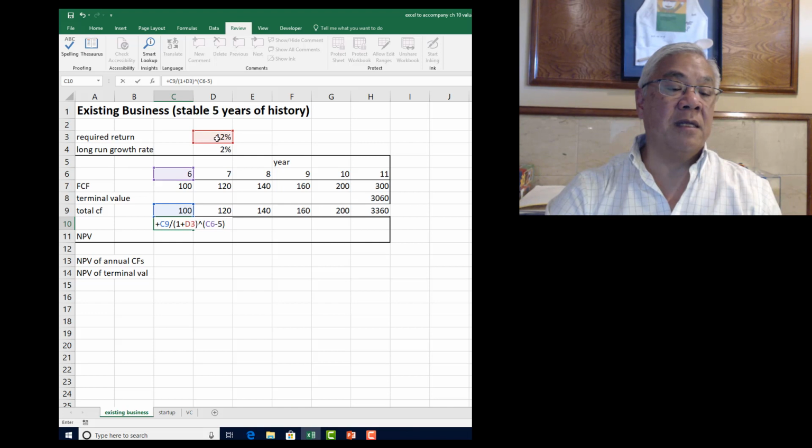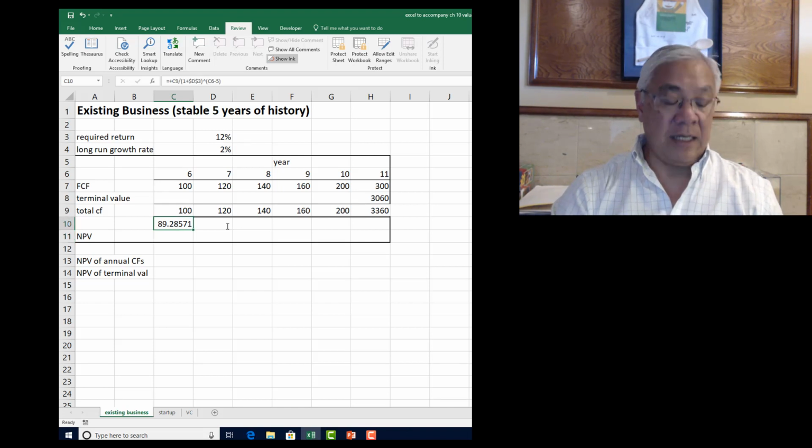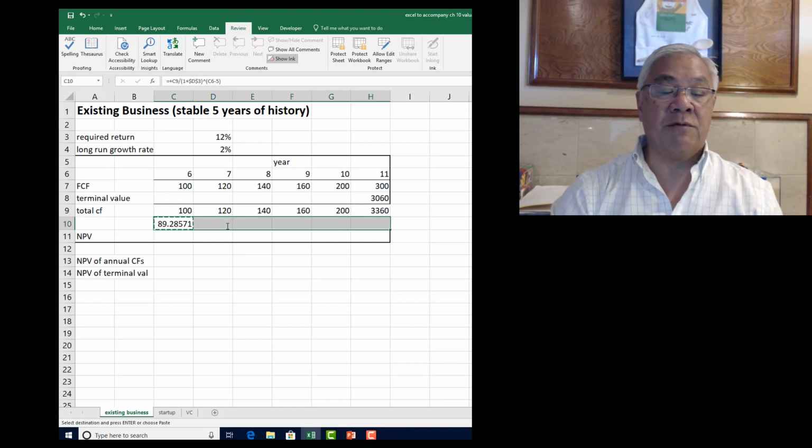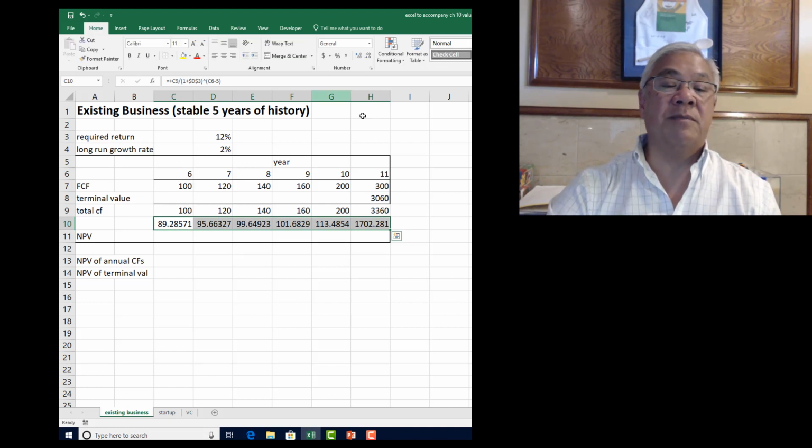Also, we notice that the 12% is an absolute cell reference, so let's hit F4 to make that dollar signs, making it absolute. This one should be relative. That's the cash flow for each year. That one should be relative. That's the year number. All right, so the first year, that $100 is worth 89. So now we copy that all the way through, and we have this string of numbers. Let's format it so it's a little bit easier to read.